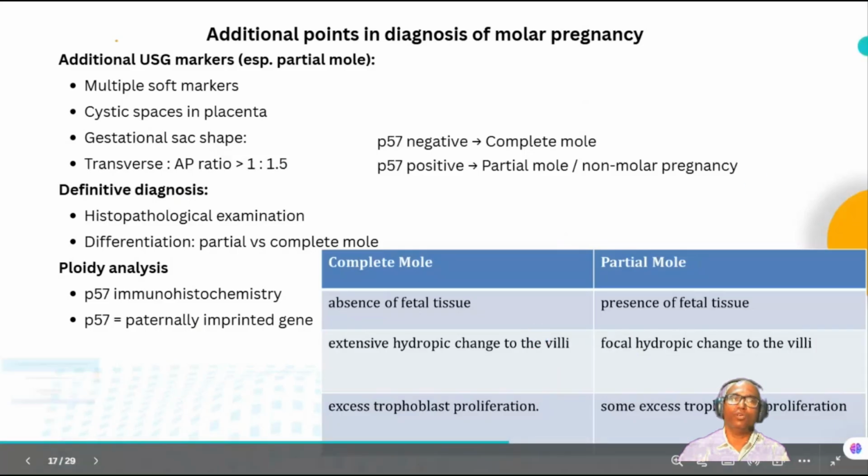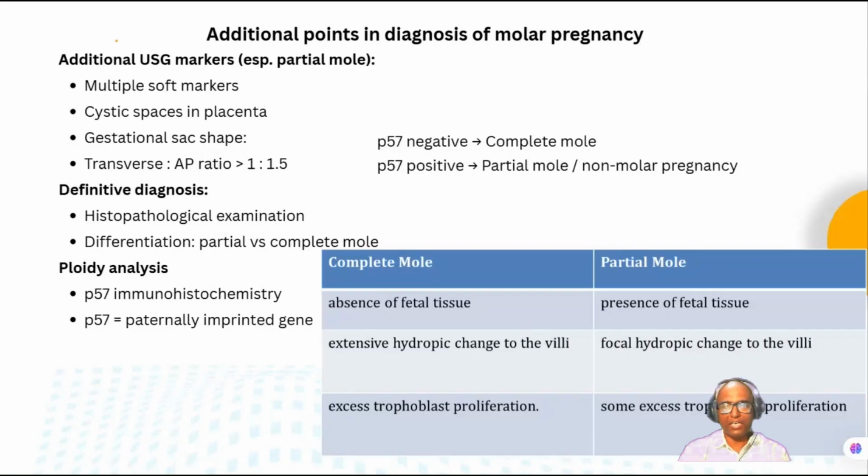So additional points in the diagnosis of molar pregnancy. So additional markers, especially for partial mole, this also they ask you, especially with the P57 markers, they'll ask you. Okay. So there will be multiple soft markers, cystic spaces in the placenta, gestational sac shape. The transverse to AP dimension ratio is more than 1 is to 1.5. This is more common with the partial mole. Okay. So if you see this gestational sac ratio, if they have given, then your diagnosis will be partial mole. Again, they can ask you this in the SBA.